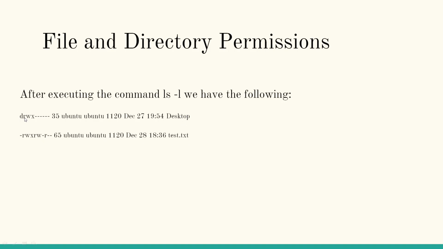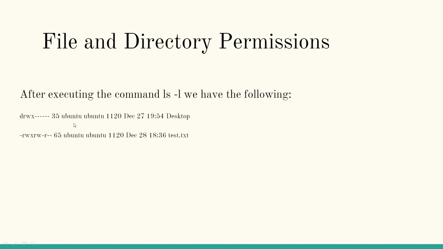Then R means read, W write, X execute. This is for read, this is write, and this is execute. But these are for what? These are for the owner. Which is the owner? This is the Ubuntu user. The Ubuntu user is the owner of this file. And the Ubuntu here is the group owner of this file or directory. So the owner user and the group.